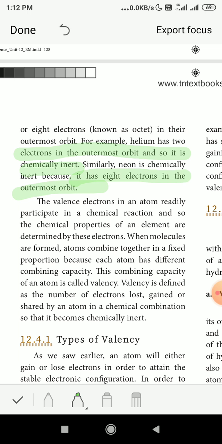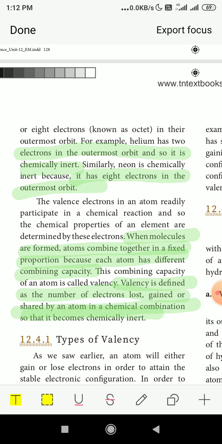When molecules are formed, atoms combine together in a fixed proportion because each atom has a different combining capacity. This combining capacity of an atom is called valency. So valency is the combining capacity of an atom. Or in other words, valency is defined as the number of electrons lost, gained or shared by an atom in a chemical combination. In simple words, the combining capacity of an atom is called valency, or how many electrons it gained or lost in a chemical combination.